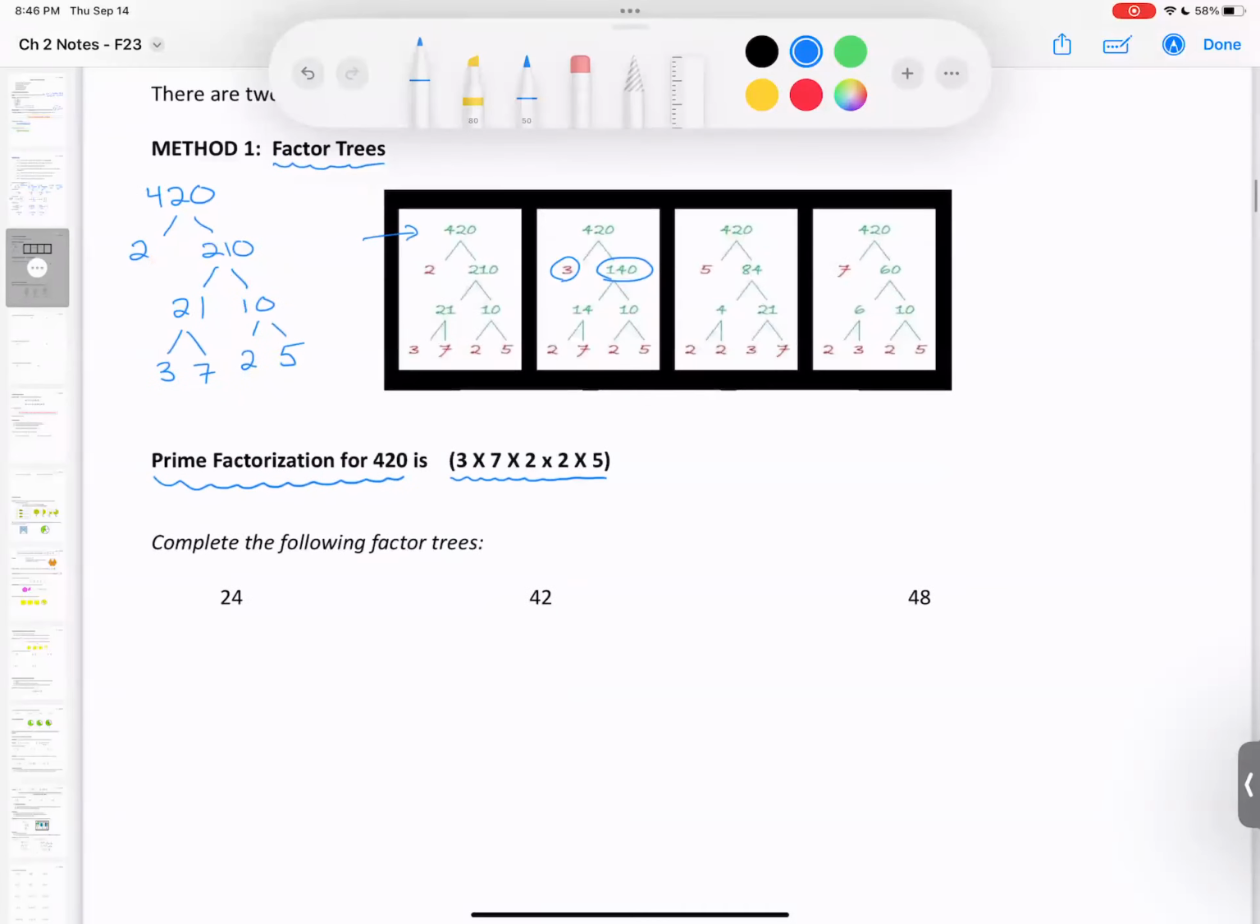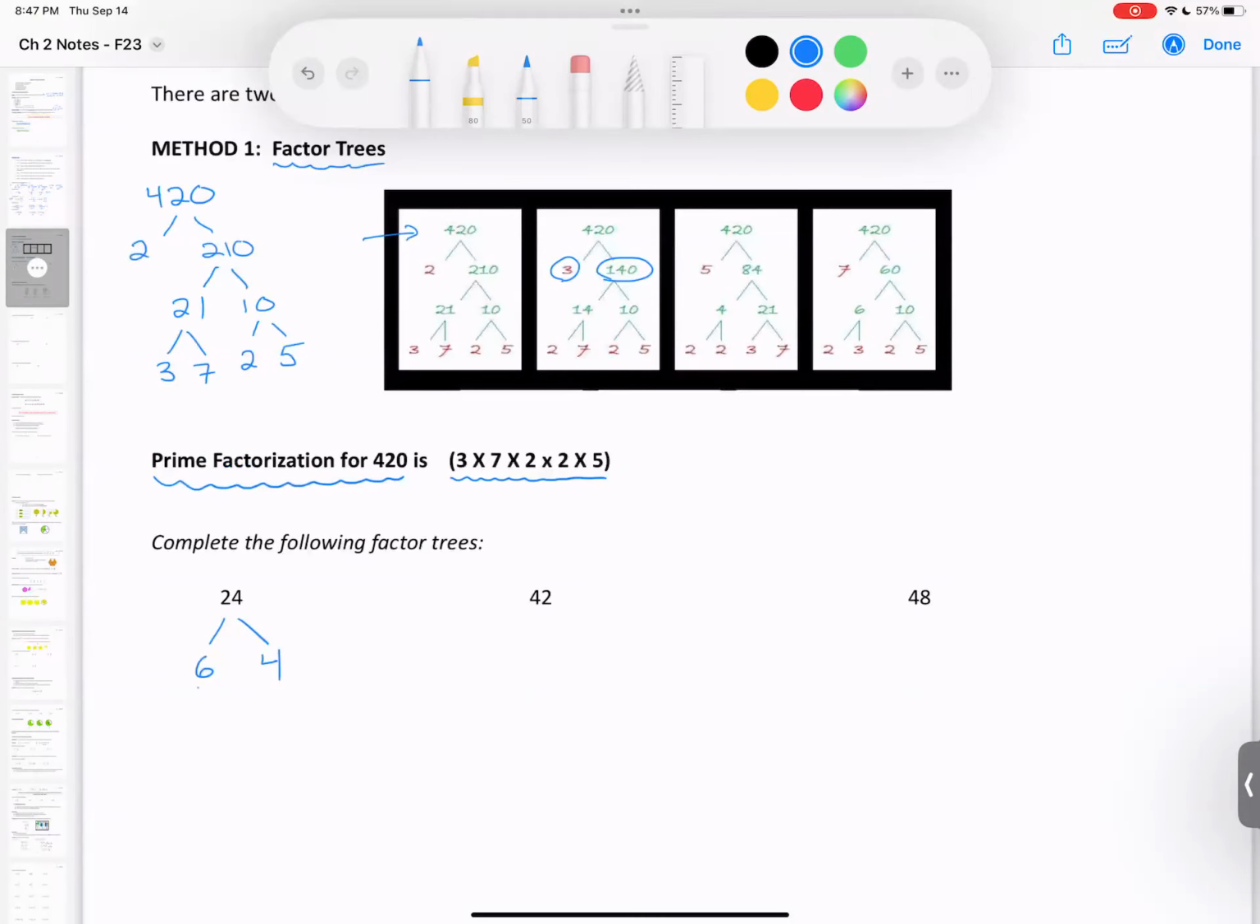So let's try another factor tree. So let's say we've got 24. So we would ask ourselves, what two numbers can we multiply together to get 24? And this is where your multiplication sheet comes in really handy. Now, like I said, there's multiple ways to do that, but the first numbers that come to my mind are 6 times 4. So I'm going to write 6 and 4 in there.